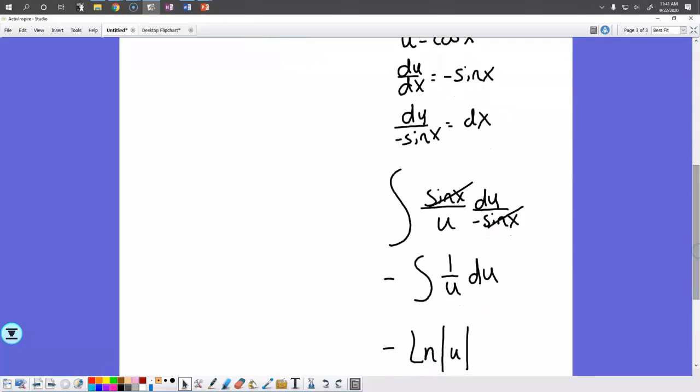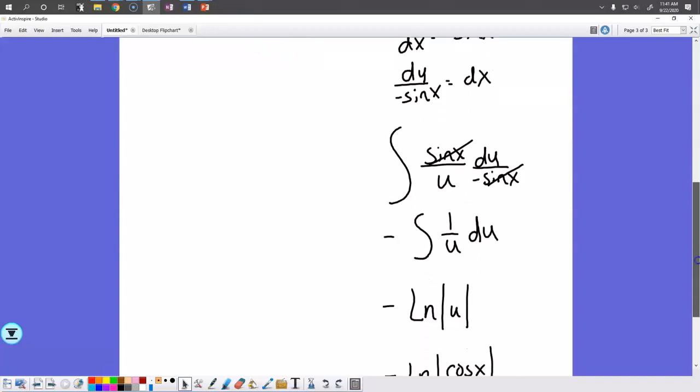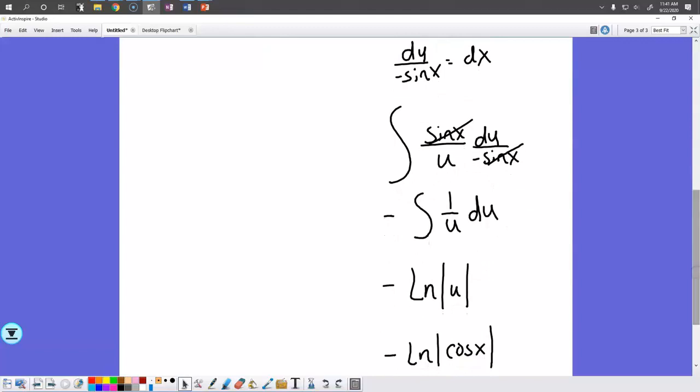So when you integrate, you get negative ln of the absolute value of u, and u was cosine. Now you have to keep the absolute value bars because cosine is not always positive. Sometimes cosine gives negative values, sometimes it gives positives. So you do need to keep the absolute value bars because they do make a difference this time around. So that's the integral of the one on the right, and we already did the one on the left.